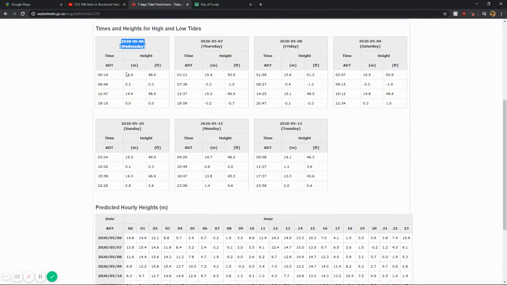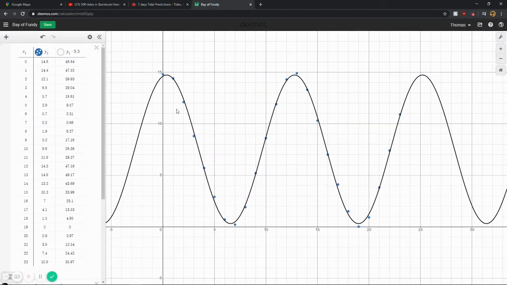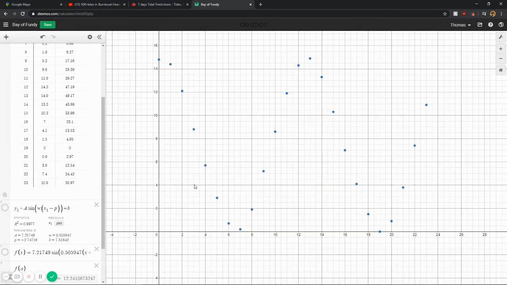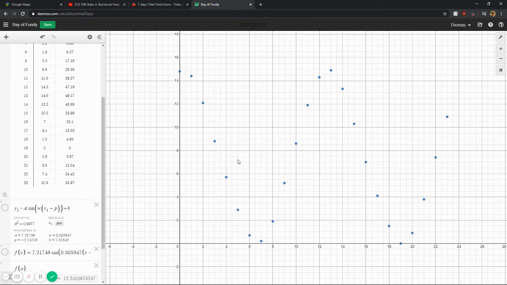So not just when the high and the low tides are, but also exactly what hour and what height the tides are. And I took this data, these hour values and these height values for today, and I put them into Desmos. And so when I put them into Desmos, this is what they look like. Obviously, we've been talking about trigonometry.